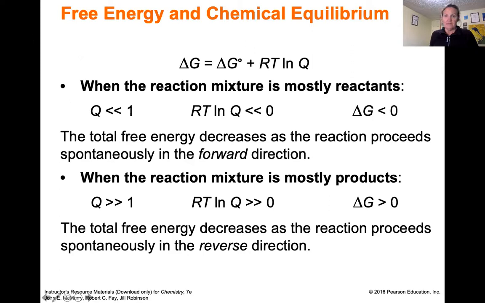So free energy and equilibrium. So when the reaction quotient is mostly reactants, Q is much less than 1. Yeah, so this is just showing you, and you would already know these things from chapter 13, just by looking at the Q in Le Chatelier's principle. So this is telling you which way the reaction goes based on the delta G. So if the delta G ends up negative, the reaction will go forward. If the delta G ends up positive, it will go backwards.